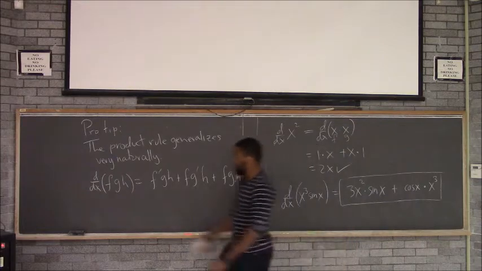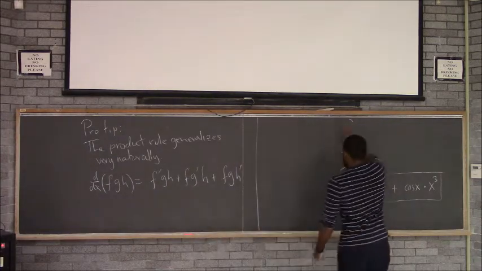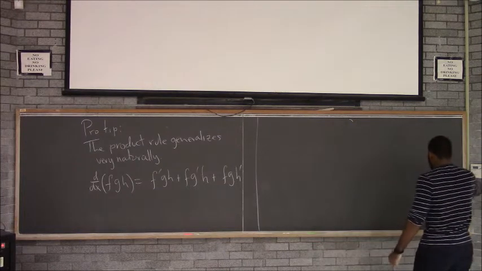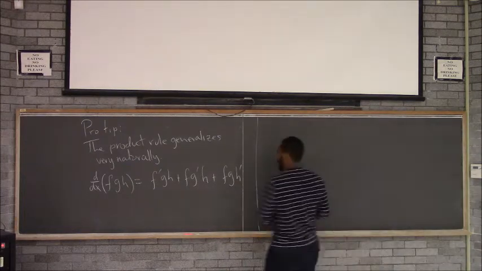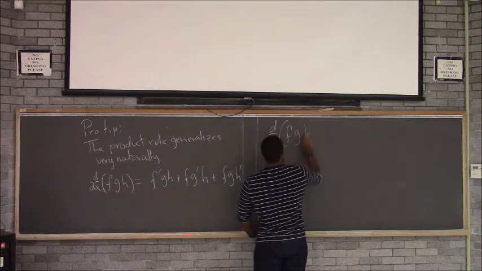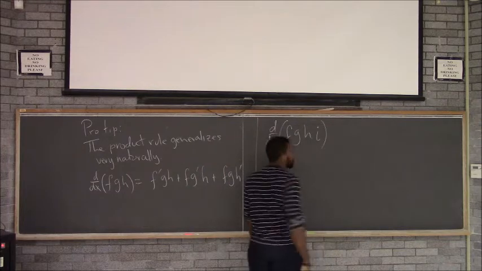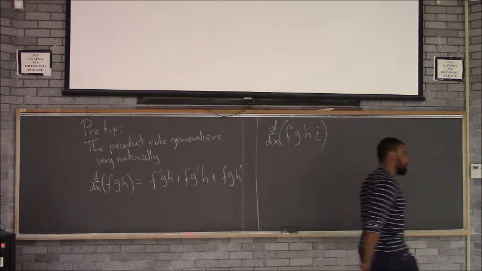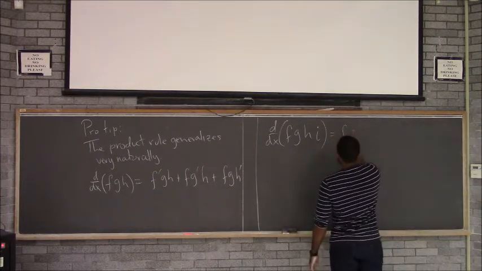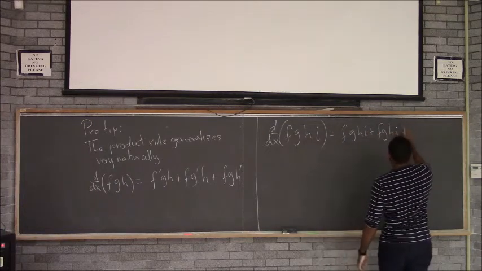If I wanted to differentiate the product of four functions, again, it's going to be very, very similar. So if I have four things being multiplied together, how do I differentiate that? Well, essentially what you're going to do is you're going to copy this thing 4 times.